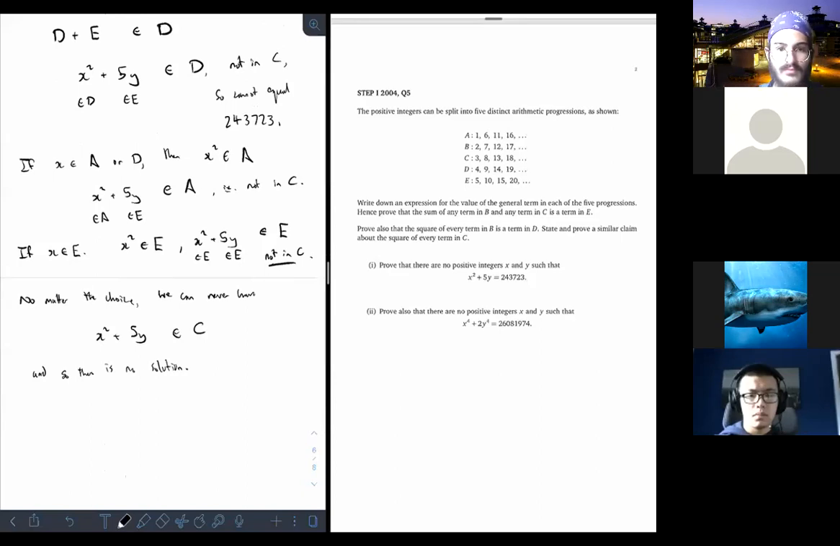So in particular, we can never have, for example, 5 squared plus 3y equaling 3 or 18 or any number which has a remainder of 3 when divided by 5.